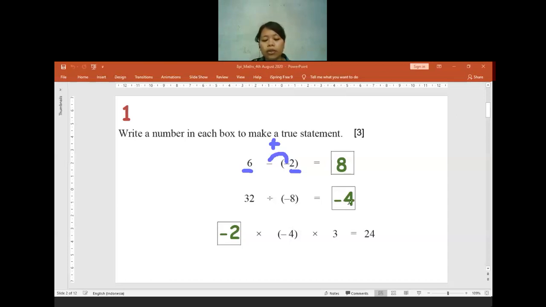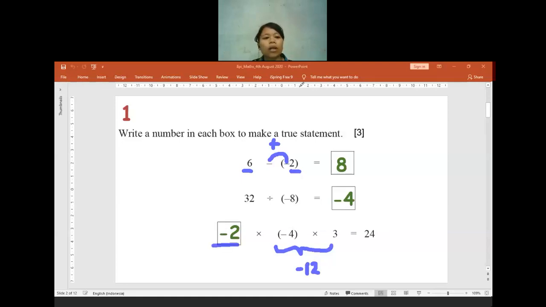For the next question, if we do negative 4 times 3, it will be negative 12. So I need to multiply negative 12 with some number to make it into 24. We know that 12 times 2 equals 24. Because the 12 here is negative, I have to put a negative on it, because negative times negative is positive.